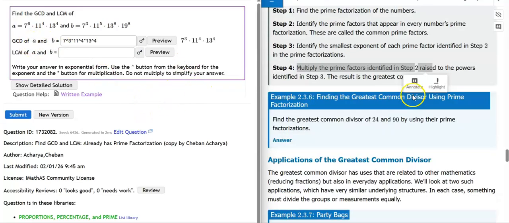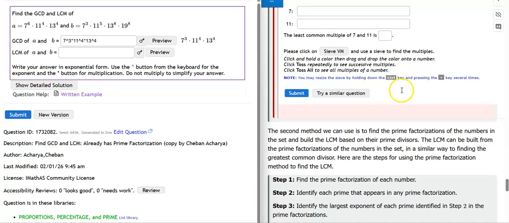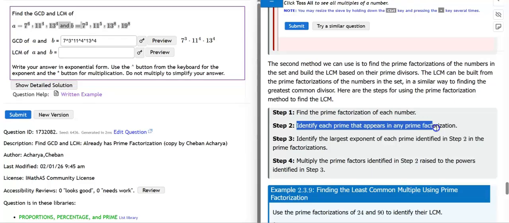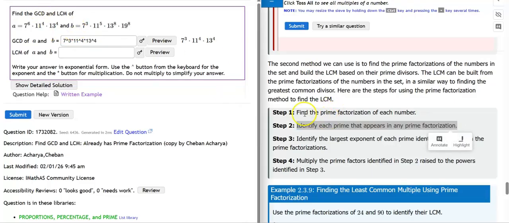For the least common multiple, again, let me show you the book portion here. You do the same thing: find the prime factorization of each number. We already have the prime factorizations, so you don't have to worry. Then identify each prime factor that appears in any prime factorization. Remember, for the LCM you have to find each one, not only the common ones.